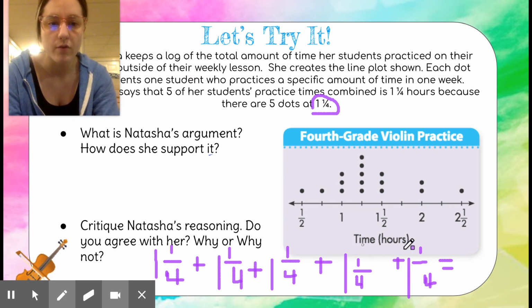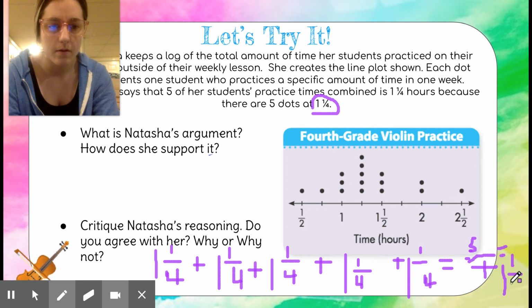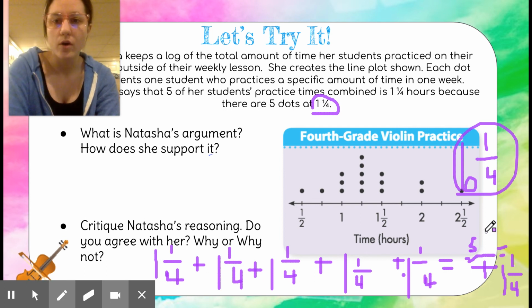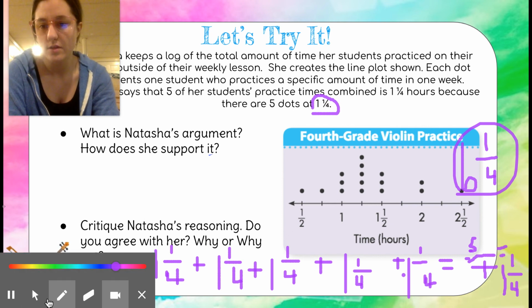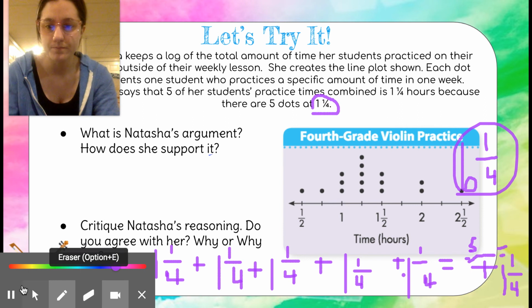1, 2, 3, 4, 5/4, which is also equal to 1 and 1/4. And 1, 2, 3, 4, 5, 6, and 1/4 would be her total. So she was incorrect. You would be writing this out. I'm just not doing that because I have this marker.